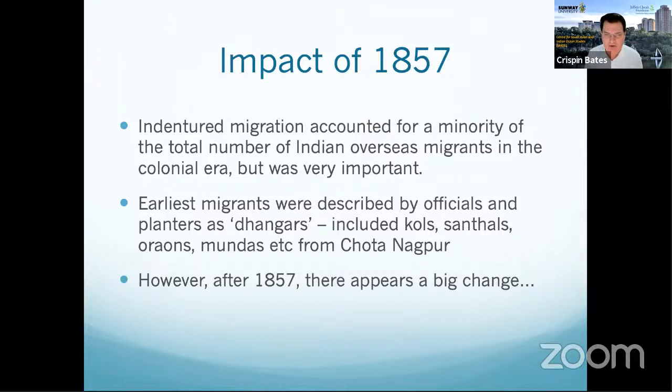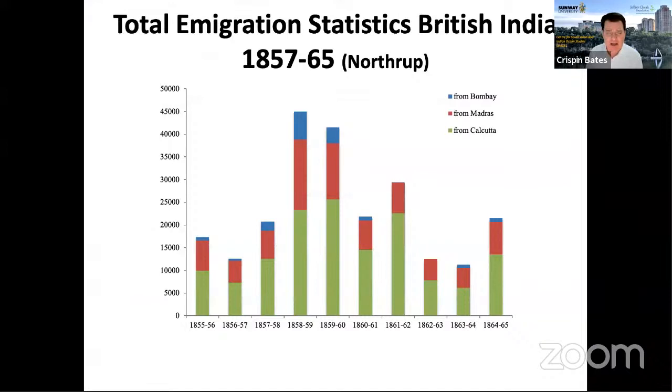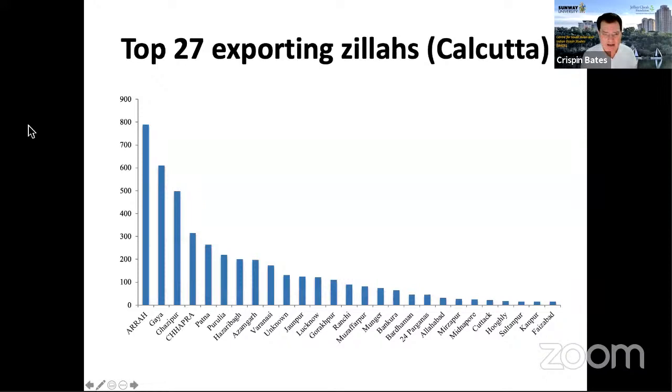But after 1857, there appears to have been a big change. Here is a graph taken from David Northrop, which shows that there was a big increase in overseas migration immediately after the uprising of 1857. And you can see from this graph, the largest number of people heading overseas were coming from Calcutta. And what I did, with the help of my colleagues, researchers on the Mutiny at the Margins project, was to collect ships' registers for a sample of ships leaving Calcutta port to Trinidad, Guyana, South Africa, and Mauritius between 1857 and 1869. The ships' registers covered a total of 4,600 migrants, and we were able to trace where they all came from.